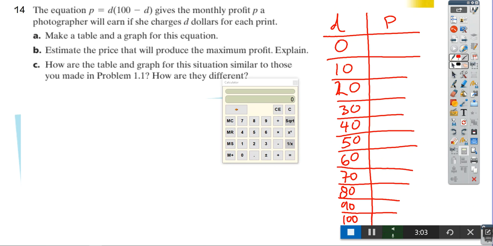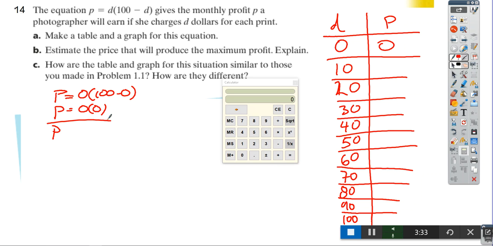All right. So we have P is equal to, what's our cost? What cost should we start with? 0. Okay. So P is equal to 0 times 100 minus 0. So 100 minus 0 is 100. So we get profit is equal to 0 times 100, which is 0. Okay, maybe I didn't need to start with that one. Let's now go to 10.